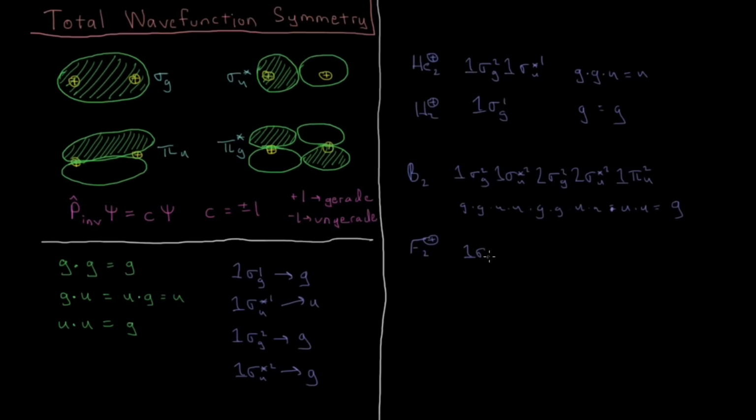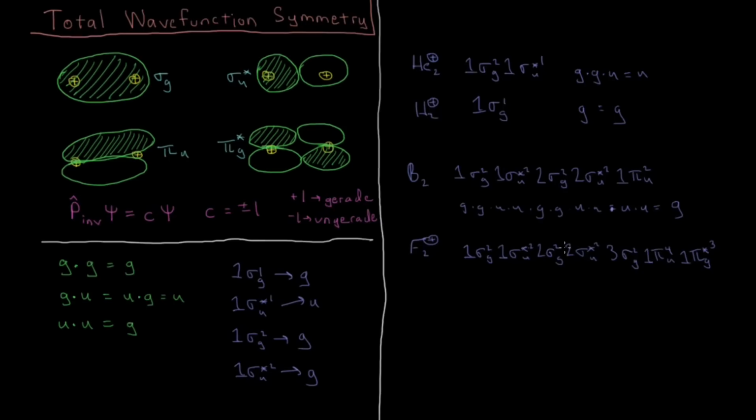So that would be 1 sigma g 2, 1 sigma u star 2, 2 sigma g 2, 2 sigma u star 2. Okay, we're up to 8 electrons. And we have 3 sigma g 2, 1 pi u 4. And then we're up to 2, 4, 6, 8, 10, 14 electrons. So we're going to have 17 total because we have 18 from fluorine, then we take away 1. So we have 1 pi star g 3. So the final result was that we had 3 electrons in that pi g orbital at our frontier.